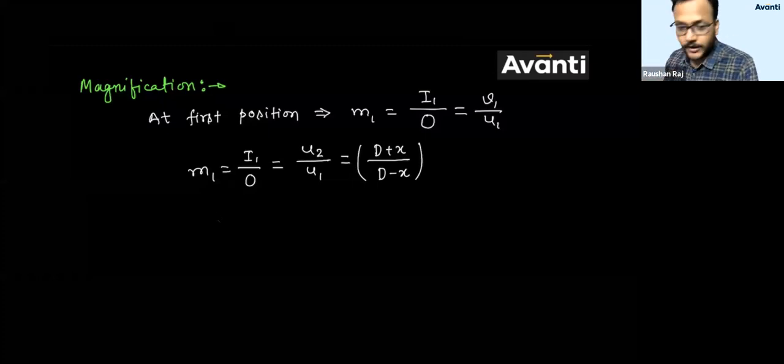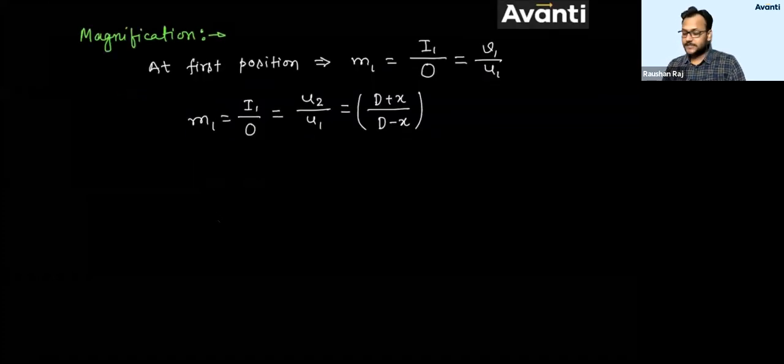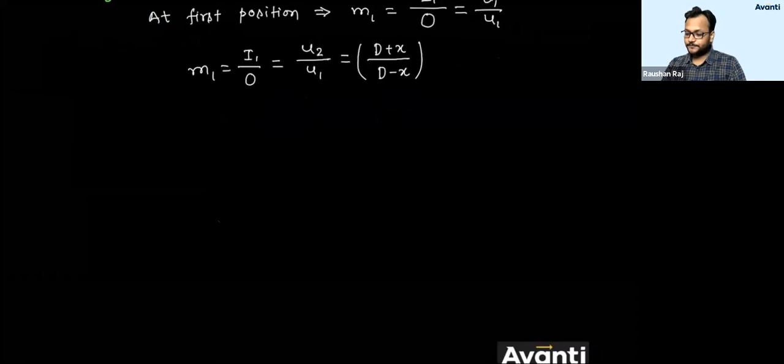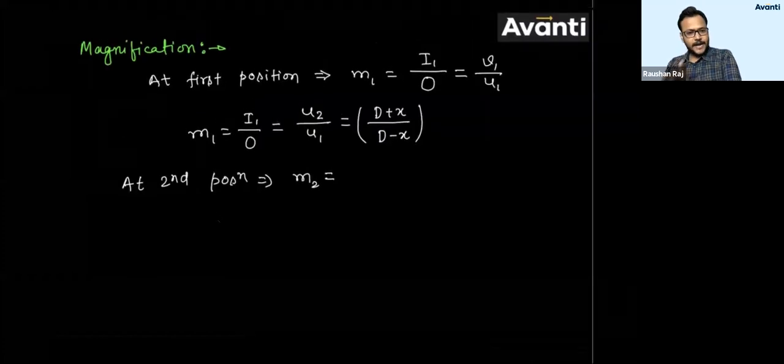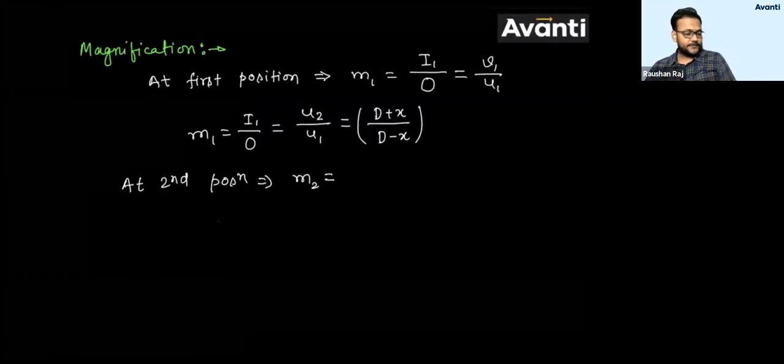Okay बच्चा. तो M1 क्या मिला? So magnification at first position is (D plus X) divided by (D minus X). So guys, if I ask you at second position, what will be the value of M2? The size of image will be something else. तो मैं लिखूंगा I2 divided by, object will remain same itself, right? Object will remain same. Correct है?